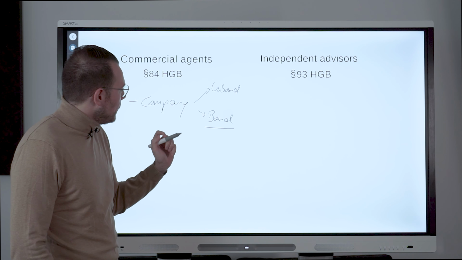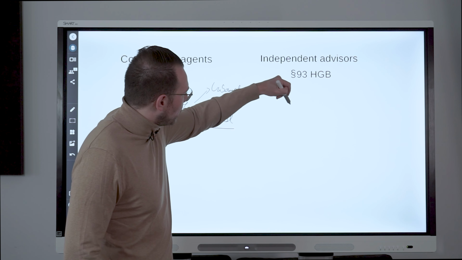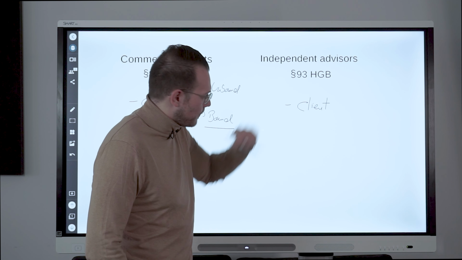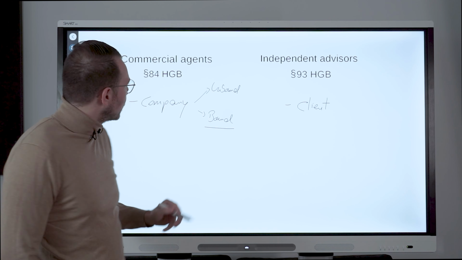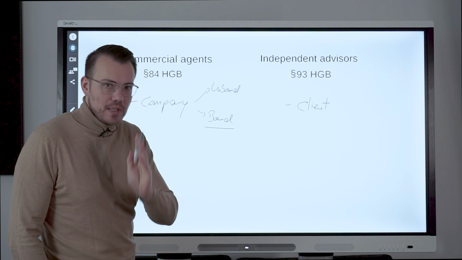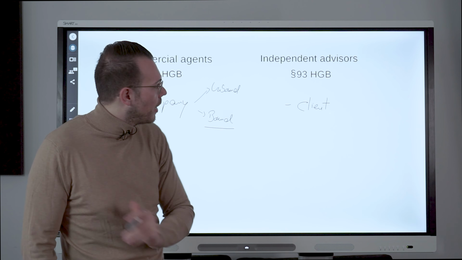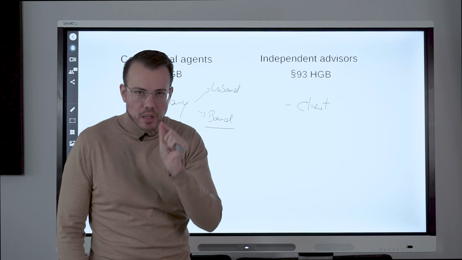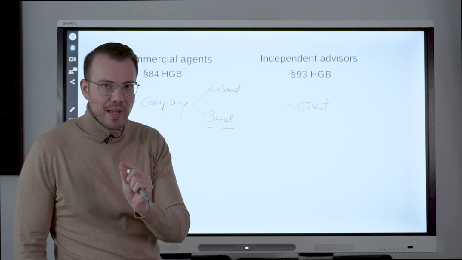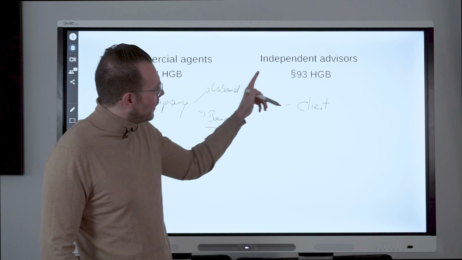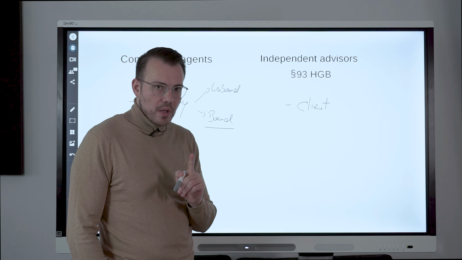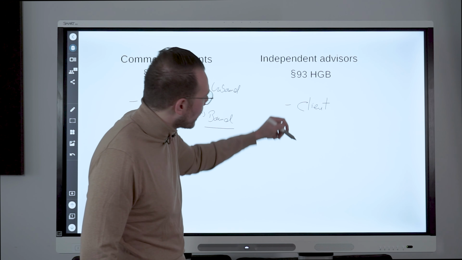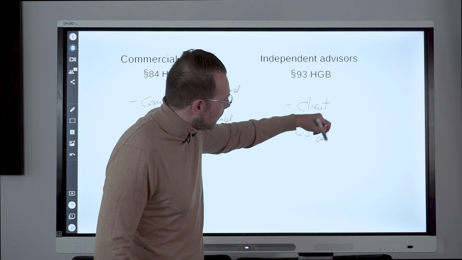An independent advisor is not on the side of the company. The independent advisor is on the side of the client. And now the big difference. Commercial agent needs to keep the company's interest in mind. Independent advisor, regulated in this law, needs to keep the client's interest in mind. And that's a huge difference now, because if an independent advisor doesn't take care of best possible advice in Germany, the advisor is fully liable.